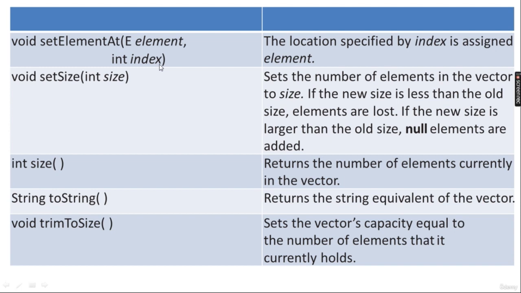Then integer size() returns the number of elements currently in the vector. String toString() returns the string equivalent of the vector. Then void trimToSize() sets the vector capacity equal to the number of elements that it currently holds.